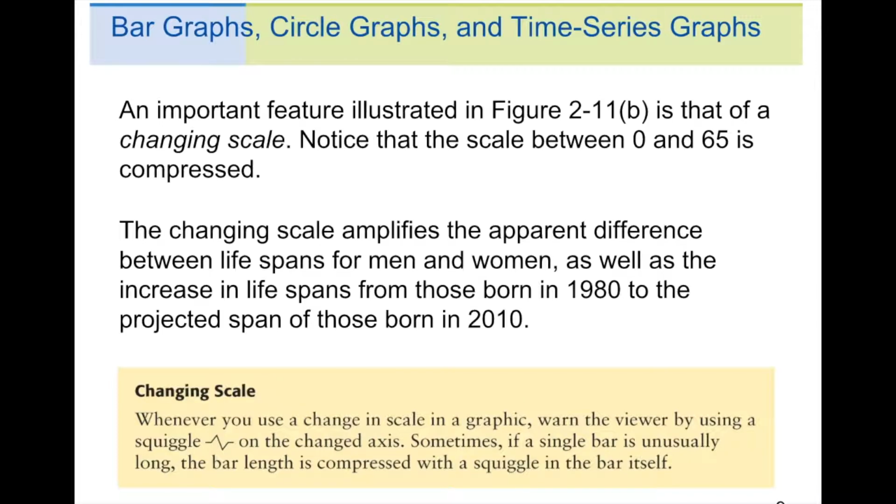An important feature illustrated in the second graph is that of a changing scale. Notice that the scale between 0 and 65 is compressed. The changing scale amplifies the apparent difference between lifespans for men and women, as well as the increase in lifespans from those born in 1980 to the projected span of those born in 2010. Whenever you use a change in scale in a graphic, warn the viewer by using a squiggle. Yes, that is the official term, on the changed axis. Sometimes if a single bar is unusually long, the bar length is compressed with a squiggle in the bar itself. So if not all the bars need a squiggle, just one, you would put the squiggle inside the bar.